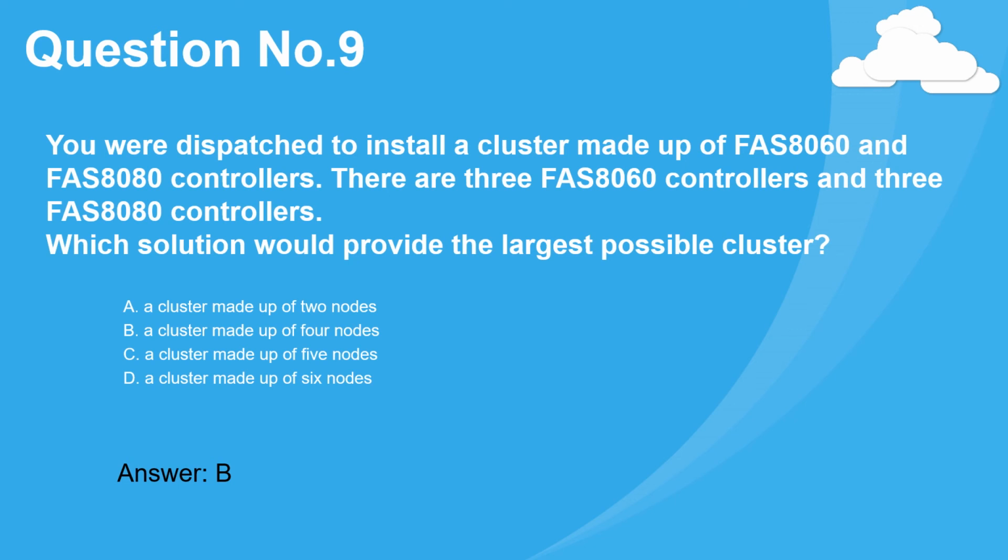Question number 9. You were dispatched to install a cluster made up of FAS 8060 and FAS 8080 controllers. There are 3 FAS 8060 controllers and 3 FAS 8080 controllers. Which solution would provide the largest possible cluster? A. A cluster made up of 2 nodes. B. A cluster made up of 4 nodes. C. A cluster made up of 5 nodes. D. A cluster made up of 6 nodes. Answer. B.